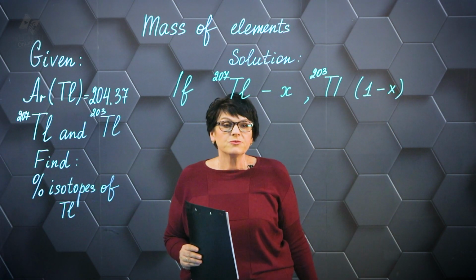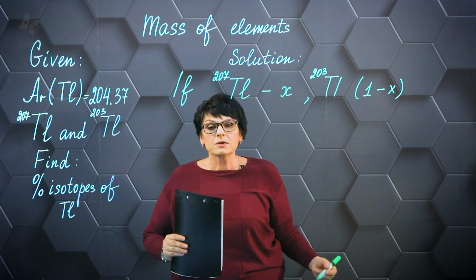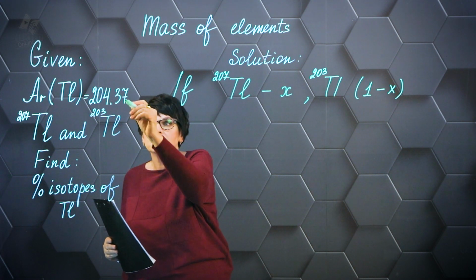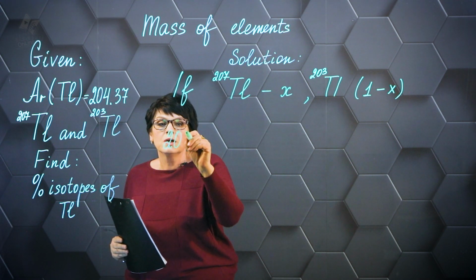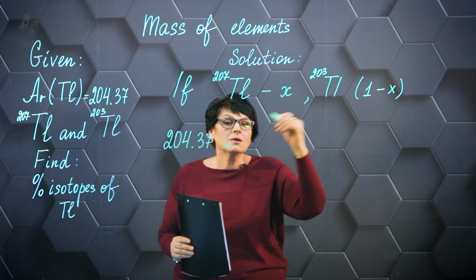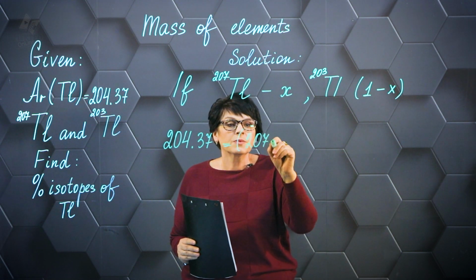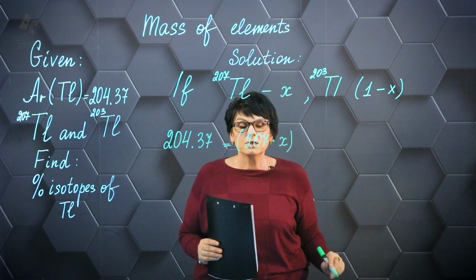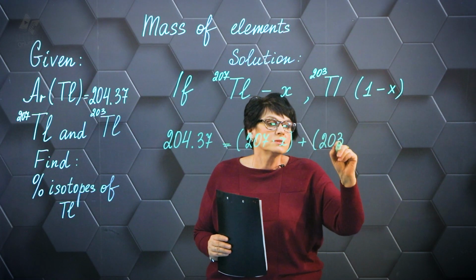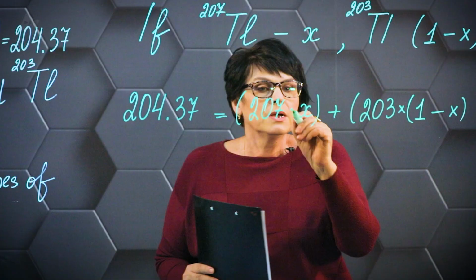We can work in percentages, of course, but mass fractions are more convenient to start calculating, and the calculation will be simpler. Now next, we have a known mass of the thallium element itself, 204.37. Now, the right-hand side of our expression: the isotope of thallium 207 multiplied by its content X, and then add the mass of the second isotope, 203, multiplied by 1 minus X. So now let's open the parentheses.